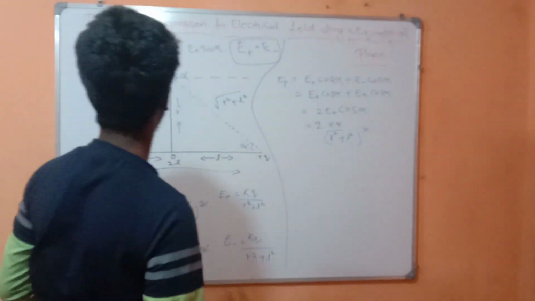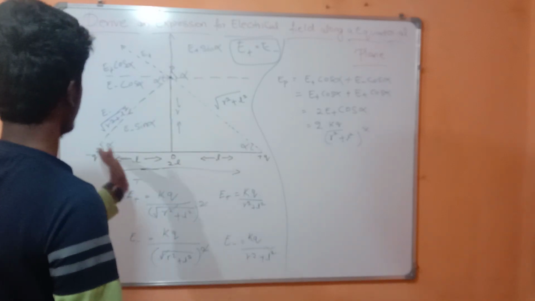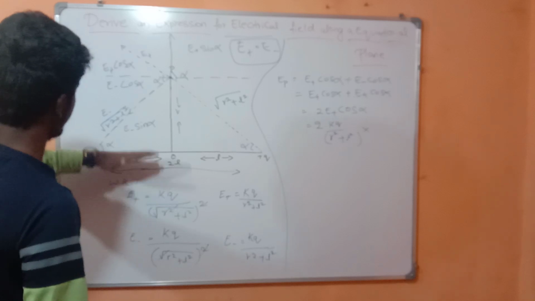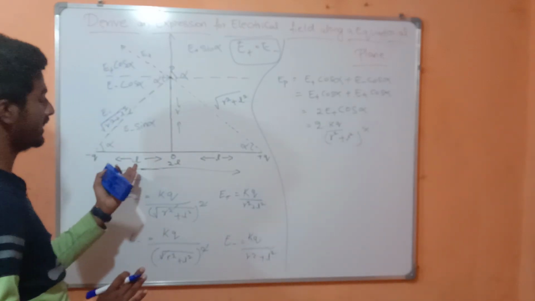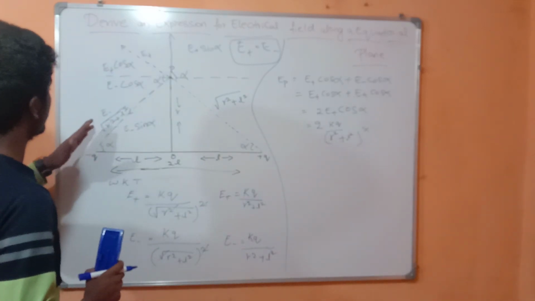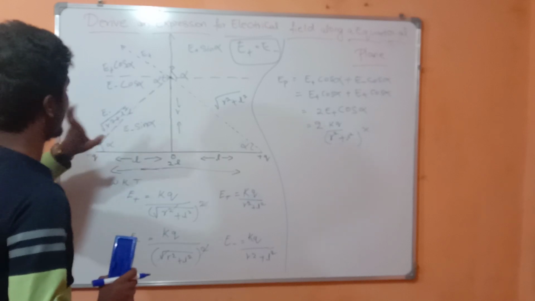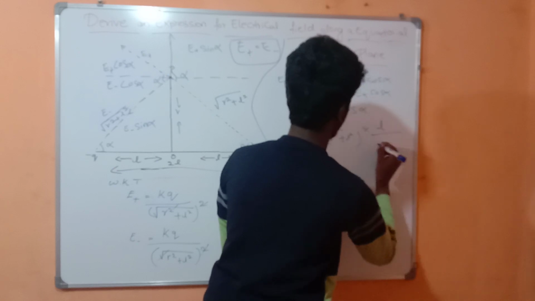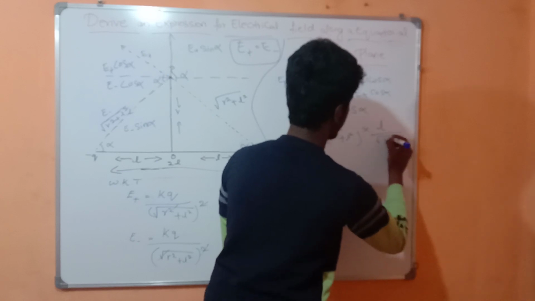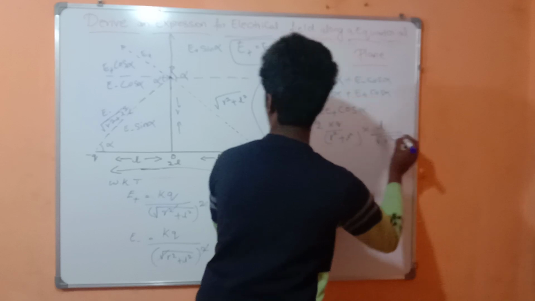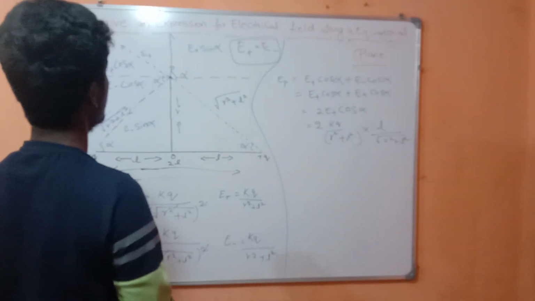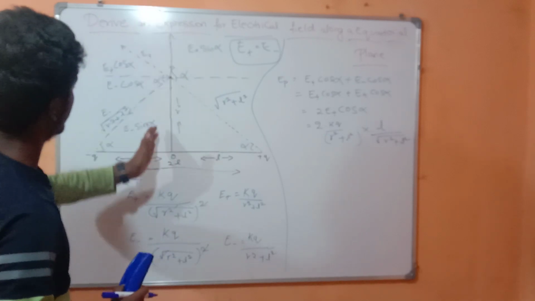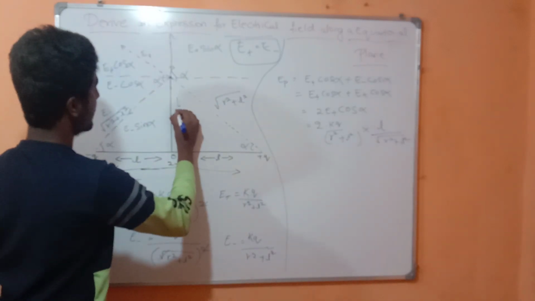What is cos alpha? Let me take this right angle triangle. Cos means adjacent by hypotenuse. What is the adjacent side? It is L. What is the hypotenuse side? It is root R square plus L square, children. It will become L, adjacent, by root R square plus L square. That's all.